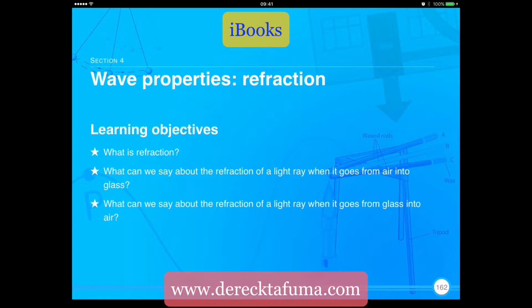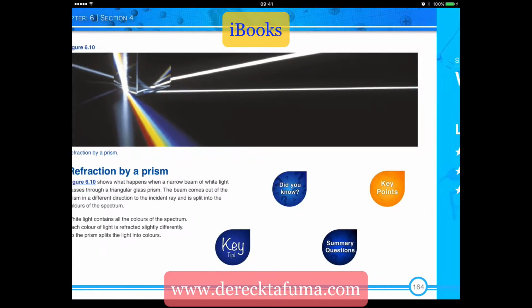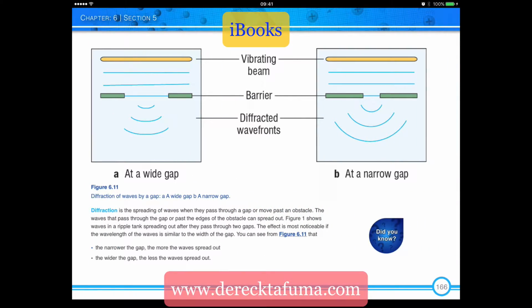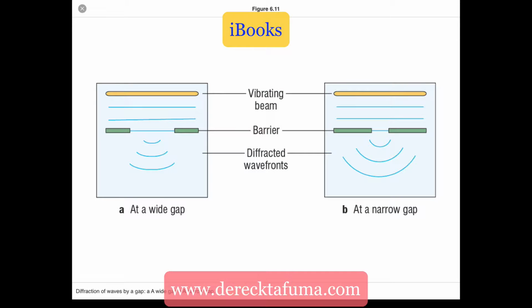It's a wave property, and just to show you some diagrams that might be of help. For example, this is diffraction. If I click on here, then it's showing that when the gap is wide, you have less diffraction than when the gap is narrow. So the wavelength of that wave is the same, because the vibrating beam is generating the wave. These are water waves, and the distance between the wave fronts, or the blue lines, is the wavelength.